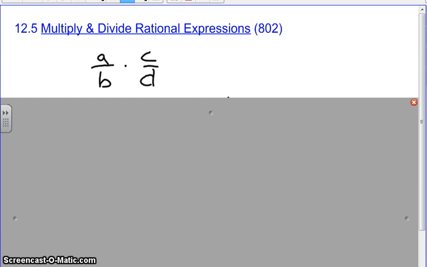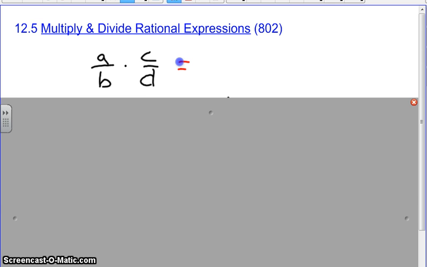We are going to continue to simplify rational expressions today, but we're moving into using operations with them, multiplying and dividing them. Today, multiplying, and then we'll have a day 2 tomorrow where we divide. Okay? So if we have A over B times C over D, we already know what that is.